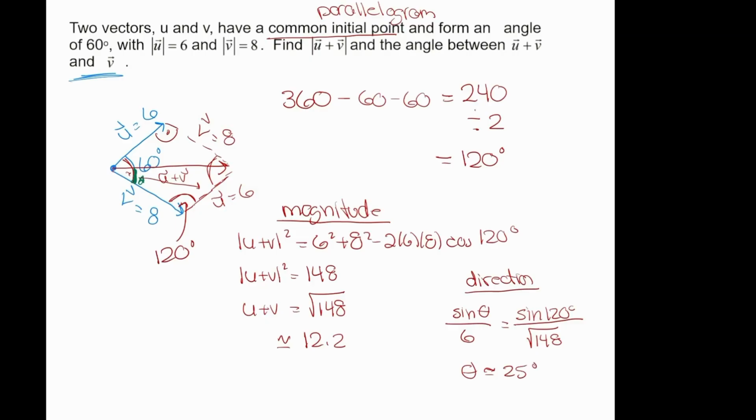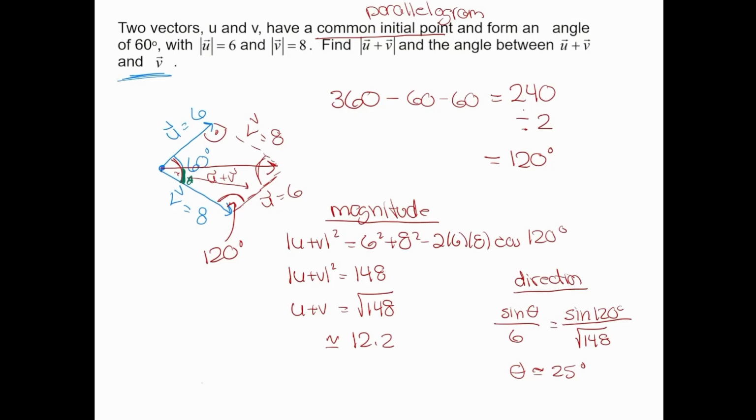So now, because this is a word problem, we need to end it with a statement. So therefore, vector u plus vector v is equal to 12.2 units, whatever those units happen to be. And it's situated 25 degrees from vector v.